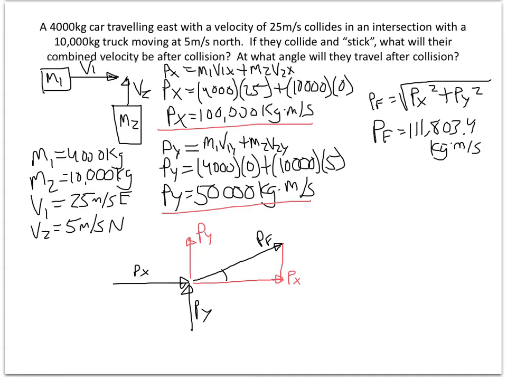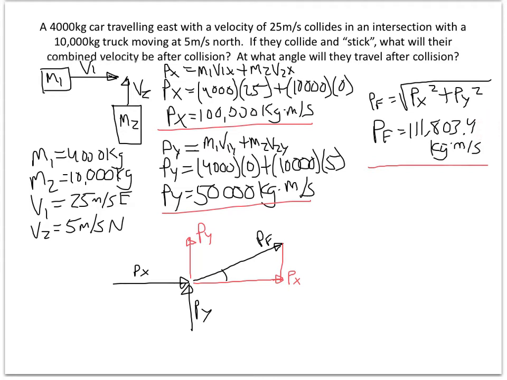And I get a total final momentum of 111,803.4 kilogram meters per second. I didn't put the x and the y momentums in here because I'm running out of space, but the x that I used here was the 100,000 and the y that I used here was the 50,000. And when I Pythagorate them using the a squared plus b squared equals c squared formula, I get 111,803.4 kilogram meters per second.